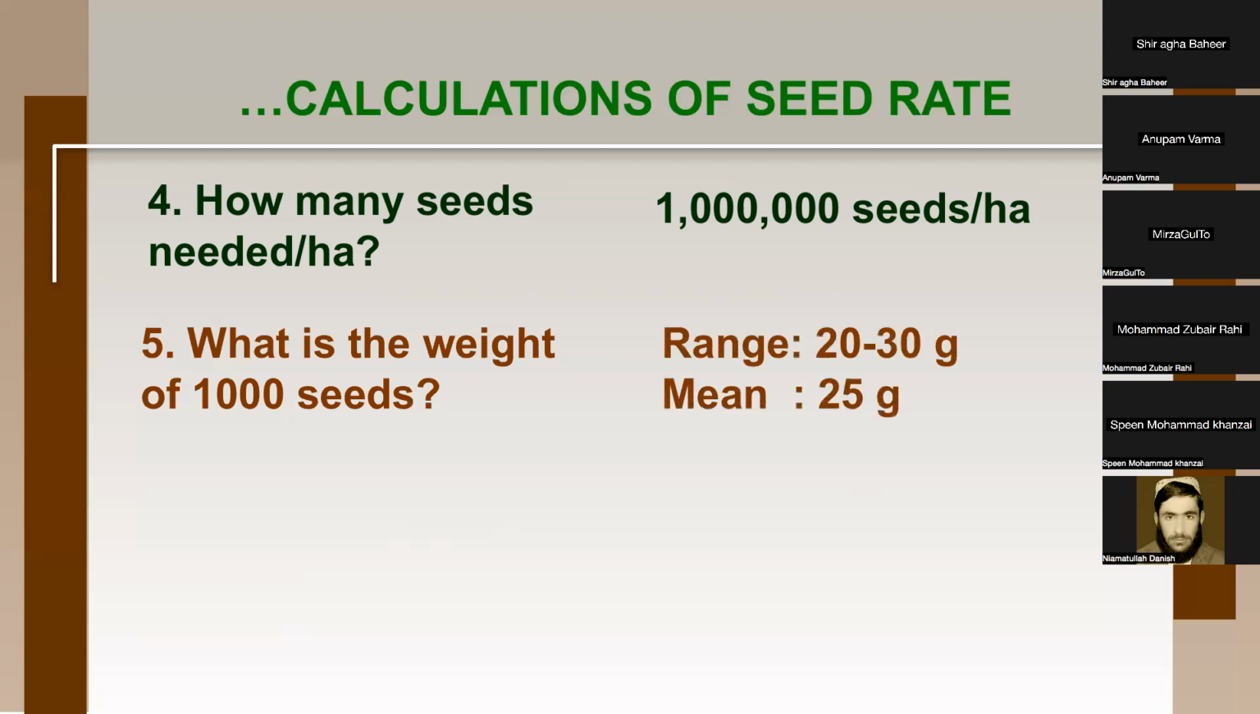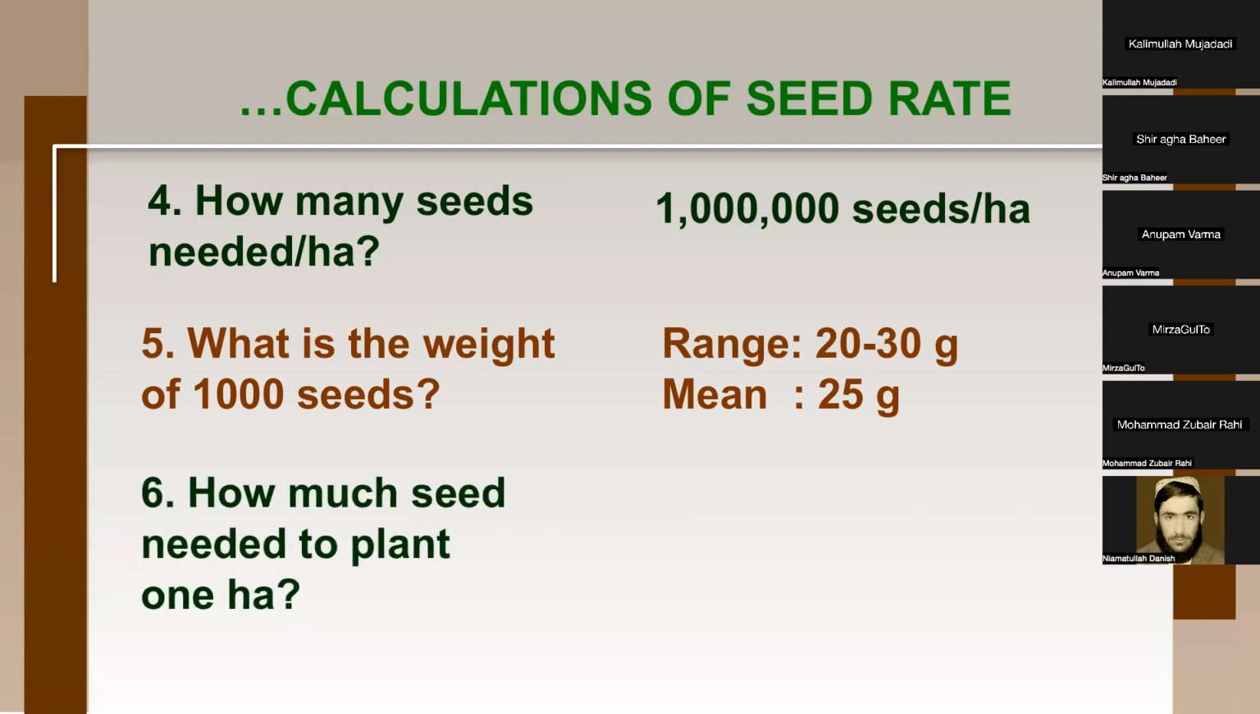So in this case, we know the 1,000 seed weight. How much is the 1,000 seed weight? Normally 1,000 seed weight is 20 to 30 gram in rice. This is the range. Suppose the variety which you are going to plant, which you are going to sow, has 25 gram as 1,000 seed weight. Okay, so now we know that the weight of the 1,000 seeds is 25 gram. So what will be the weight of 10 to the power 6 seeds?